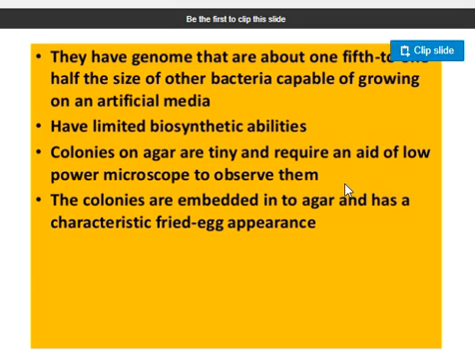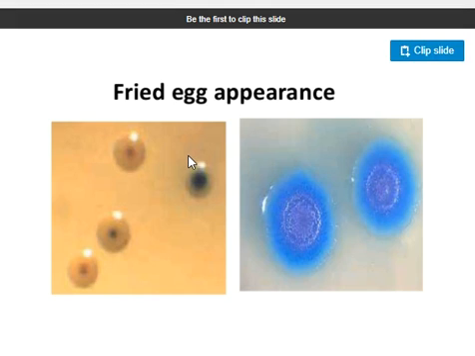Mycoplasma has a genome about half the size of bacteria, which ranges from 30,000 nitrogenous base pairs. When they are able to grow on an artificial media, the colonies mostly show a fried egg appearance, a half fried egg-like appearance when we grow it on a media. So we must know more about that.